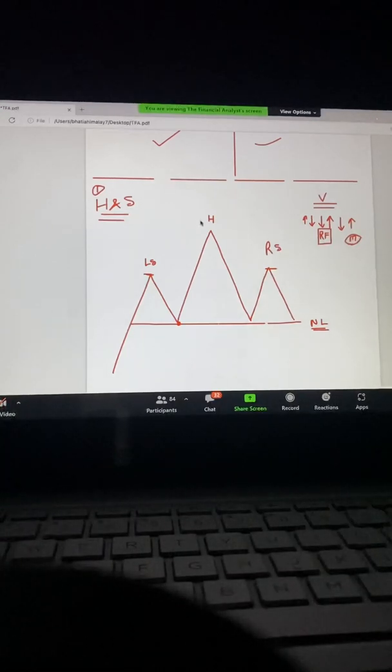Now let me ask you all a question. You know what is said, that till the time the pattern is resting on its neckline. Now till now we have not spoken about the breakout or the breakdown. It is said that till the time the pattern is resting on the neckline, the pattern is not complete. Let me repeat the statement. Till the time the pattern is resting on the neckline, we say that the pattern is not complete. Can someone justify the statement? Why do we say that?